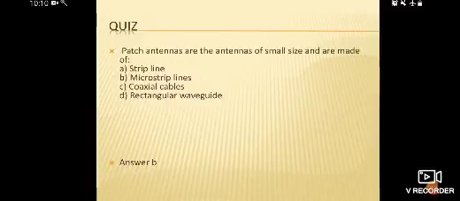It is nothing but a link or a cable which is used for transmission of signals from one place to another place, from one device to another device. These two are not antennas. Okay, so the patch antenna is made up of micro strip lines, that is the answer.